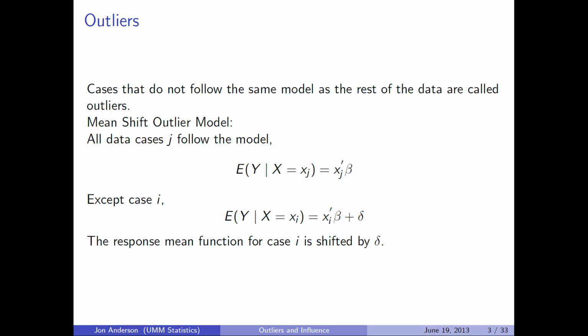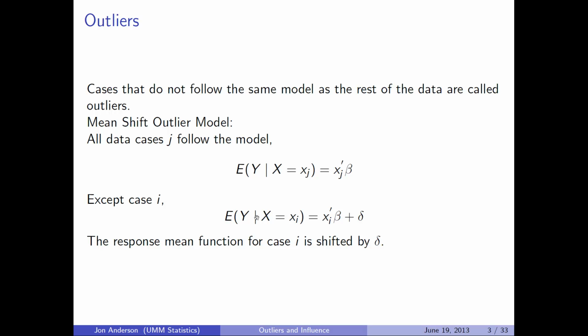I've tried to represent that here mathematically: all of the other cases, denoted by subject j, or index j for generality, have the usual linear mean function. The average value of the response as a function of the predictor variables is simply a linear combination of the predictor information and the beta parameters. That's what this x_j transpose beta means. It just means there's a nice linear function connecting the predictor information to the mean function.